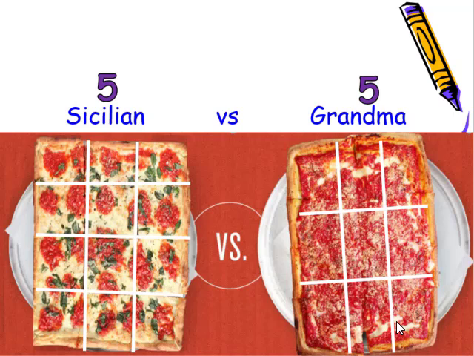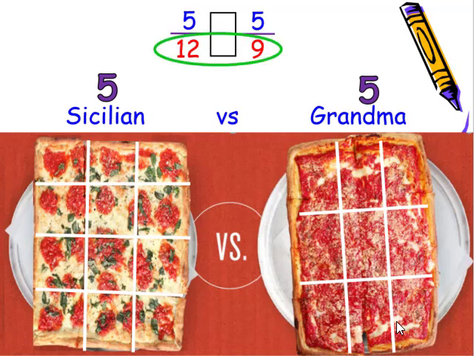And you might think it's not, because you can see the Sicilian pieces would be a lot smaller than the grandma pieces. So what tells us the size of these pieces? And if you stated the denominator, you are correct.